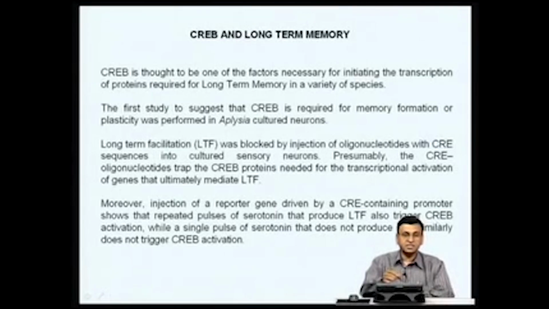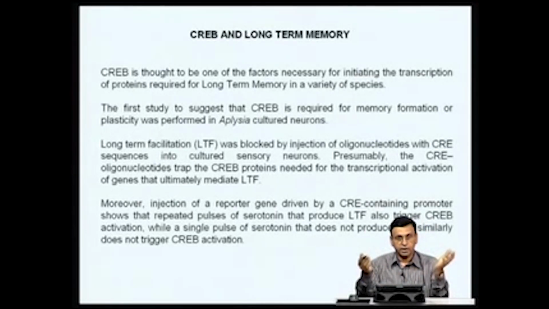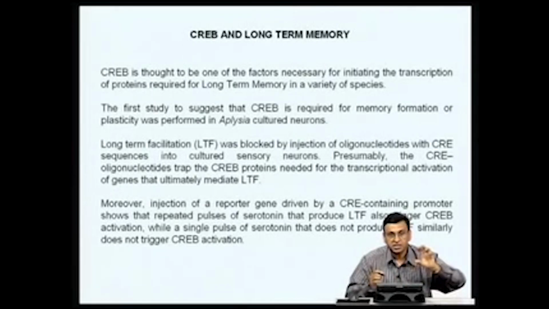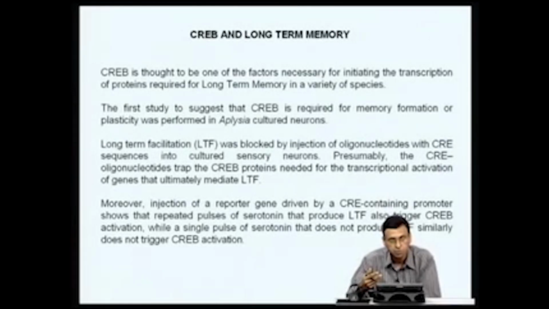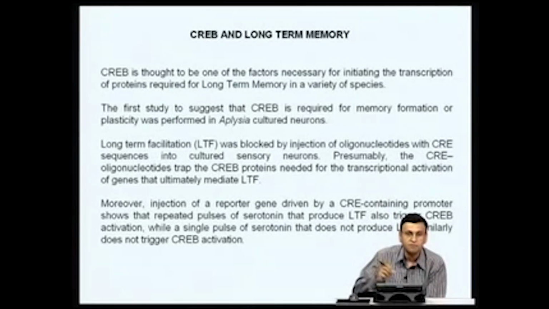So, experiments such as this clearly indicated that neurotransmitters which are involved in memory can probably function through the CREB pathway. By injecting oligonucleotides containing CREB binding sites, you can lower the memory, and you can also activate CREB responsive genes or CREB responsive reporter genes by giving pulses of serotonin, clearly indicating that there is a connection between neurotransmitter, CREB activation and memory.